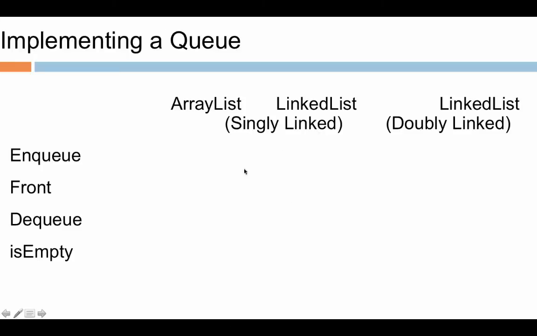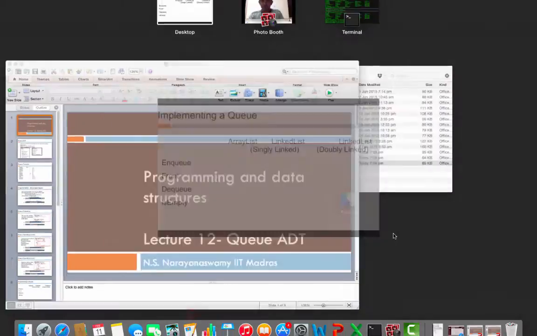This is left as a small exercise for you to experiment and fill up the entries in this matrix. Of course, the entries of the matrix are not shown to you, but you can see there are 3 columns here, classified into singly linked list and doubly linked list, and the functions are enqueue, front, dequeue, and is empty. You can calculate how many operations are performed by these functions when the queue is implemented in an array, in a singly linked list, and as a doubly linked list. This is left as a small exercise. Let's go to our program now.